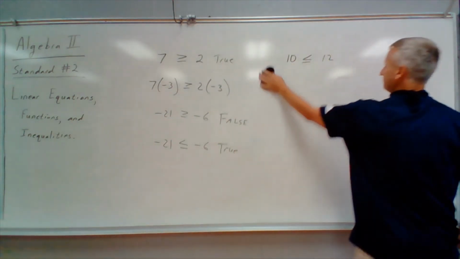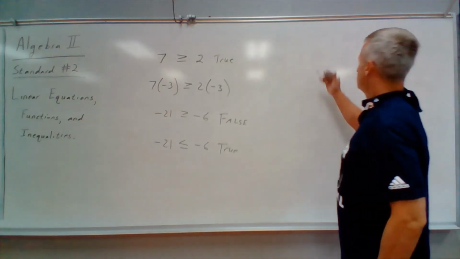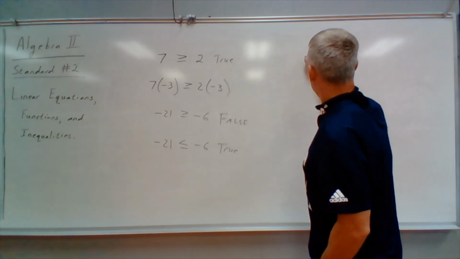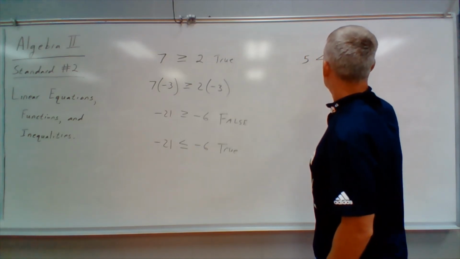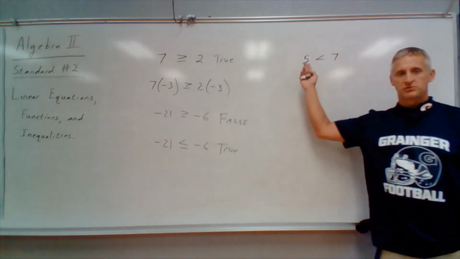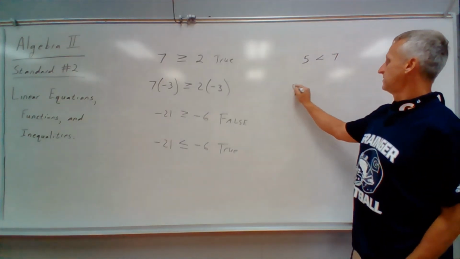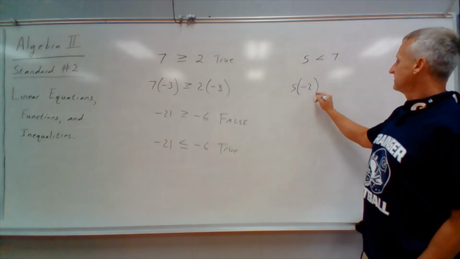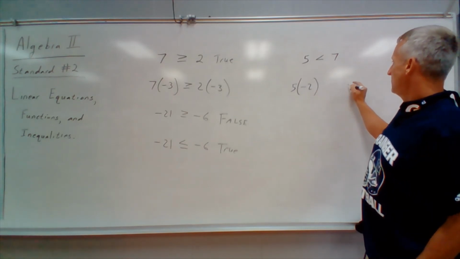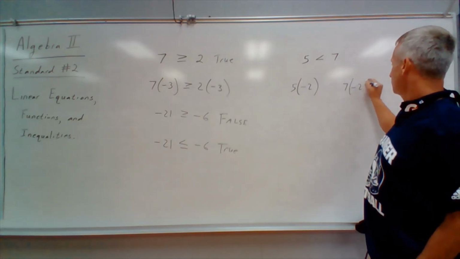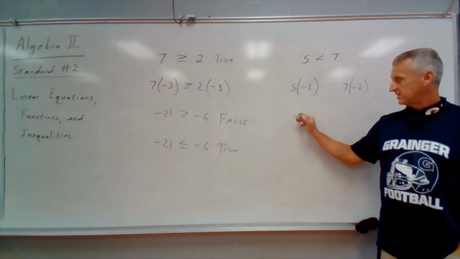5 is really less than 7. That's a true statement. Let's multiply both sides by -2. So 5 times -2 and 7 times -2. So I get -10 and I get -14.